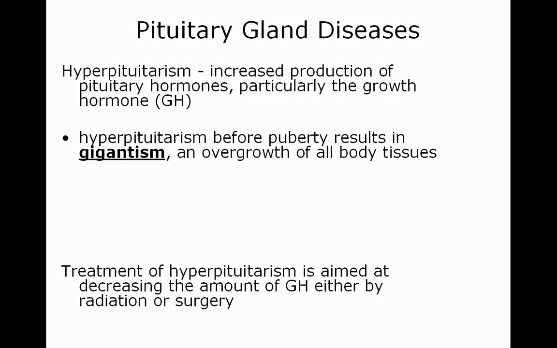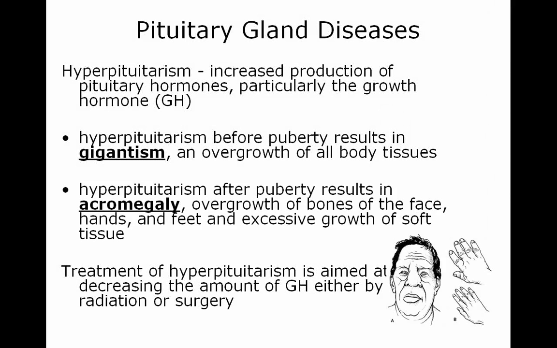There's a lot of different types of dwarfism, but one type is hypopituitarism. And I'll come to that in just a minute. I want to talk first about the other form of hyperpituitarism that actually occurs because of overproduction of pituitary hormones after puberty. And you see the picture of this person here.